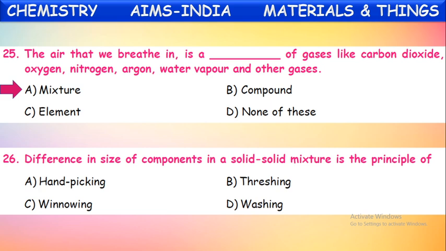But in the given four, the most appropriate one is hand picking, because by size difference you can identify the difference between the components, so that the unwanted component can be separated by the hand picking process. So among these four, the most appropriate one is hand picking. In this, we can observe that sometimes we use this principle of size between the solid components. Okay, next one.